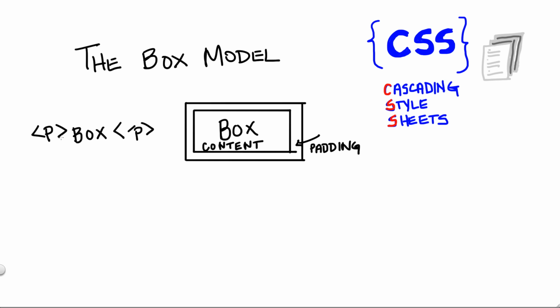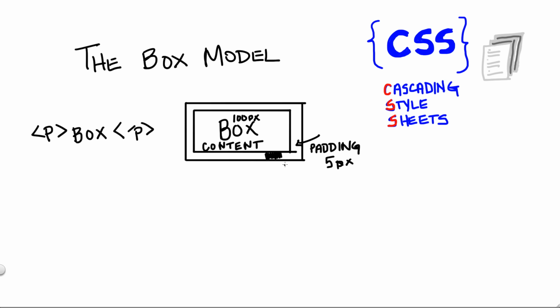If we were to go into CSS and add 5 pixels of padding around our paragraph, that 5 pixels would be this area right here, all the way around. So let's just say that padding is 5 pixels on every side. And just for the sake of argument, let's say that our box content is 100 pixels wide.